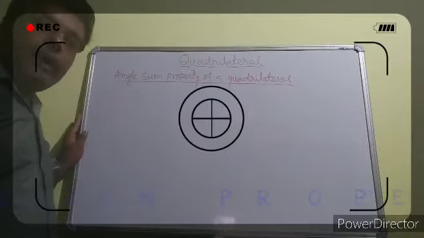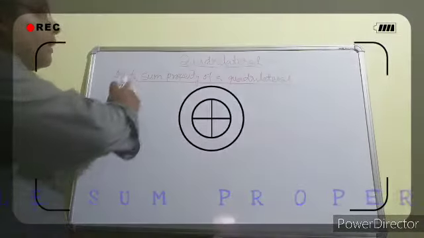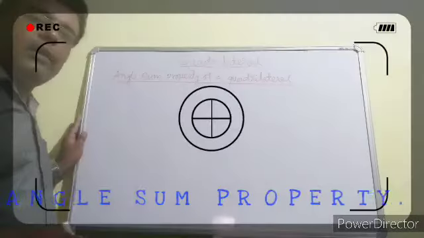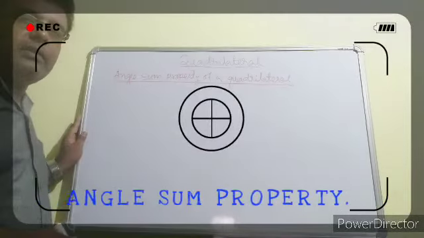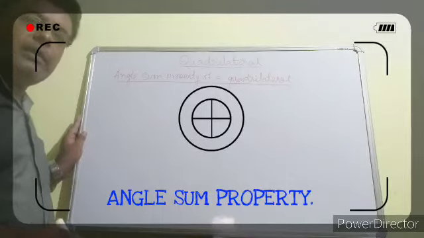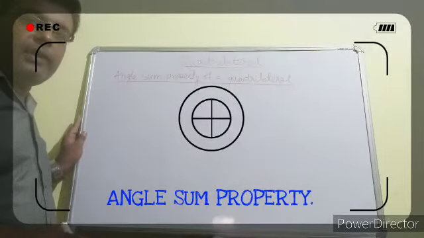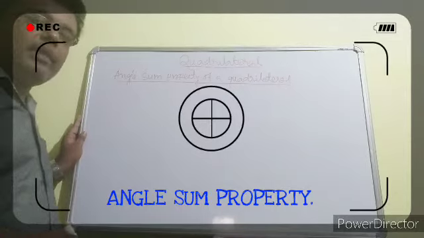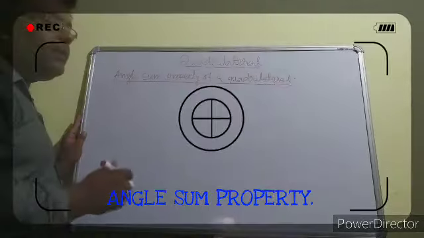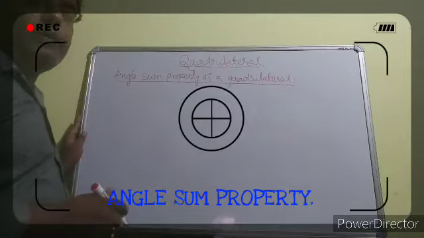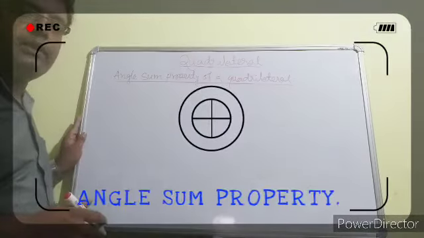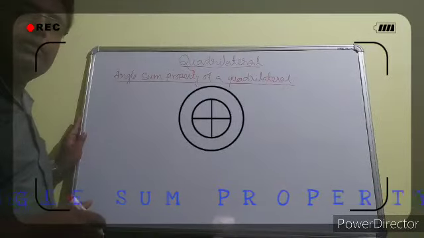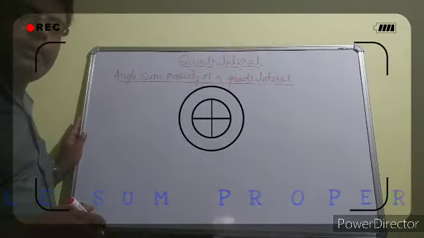So, our next topic is the angle sum property of a quadrilateral. So, recall the angle sum property of a triangle. In a triangle, the sum of the 3 angles is 180 degrees, and similarly in a quadrilateral the sum of the 4 angles is 360 degrees, which is called the angle sum property.